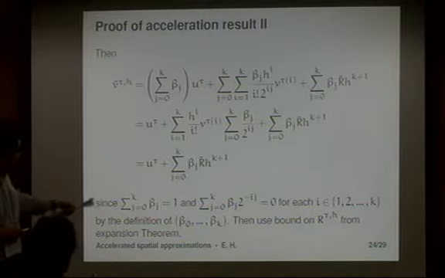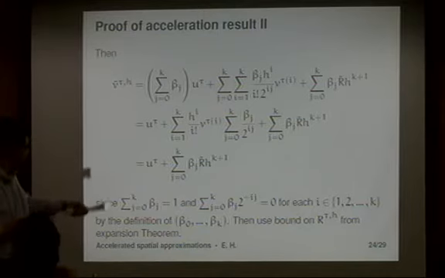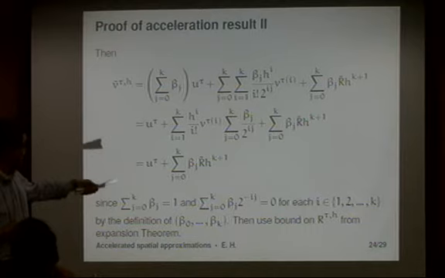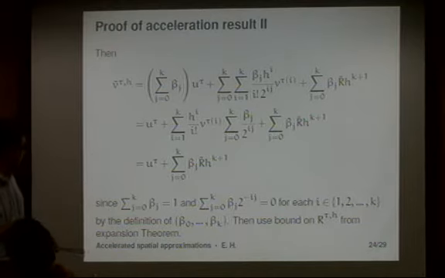Since the sum of the beta j's is 1, and the sum from j equals 0 to k of the beta j divided by the 2 to the minus ij is 0, we have the following.